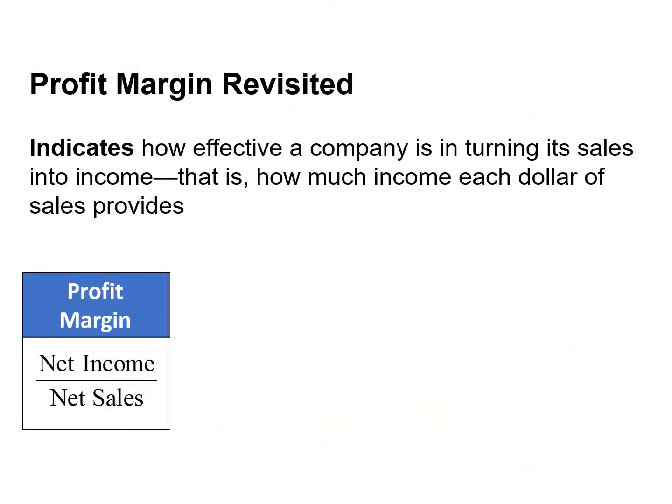In Chapter 5, we discuss profit margin. This ratio is calculated by dividing net income by net sales. It tells us how effective a company is in turning its sales into income. In essence, how much income each dollar of sales provides.